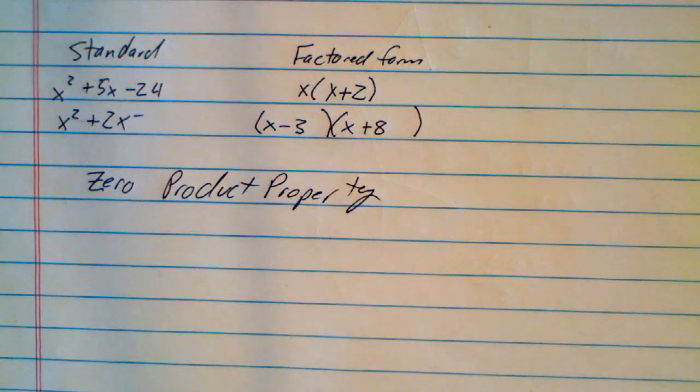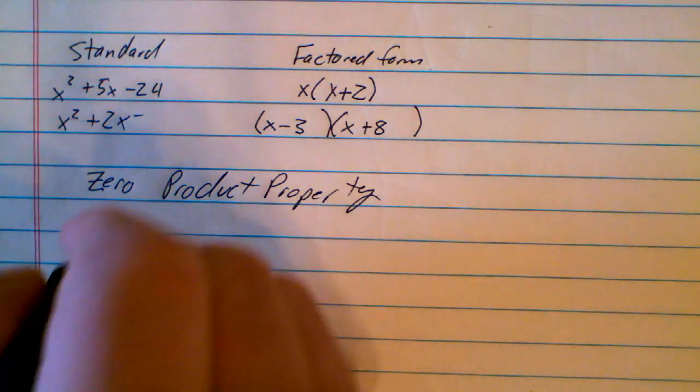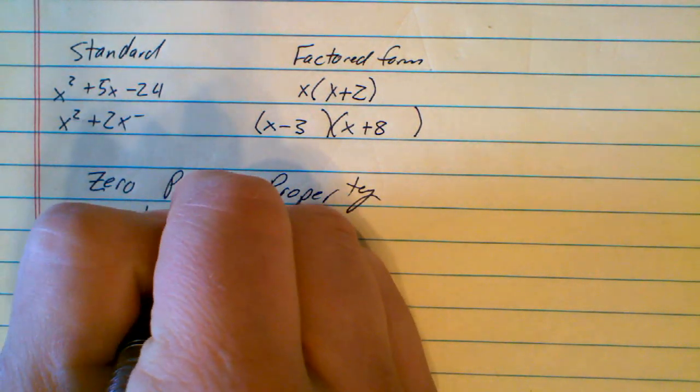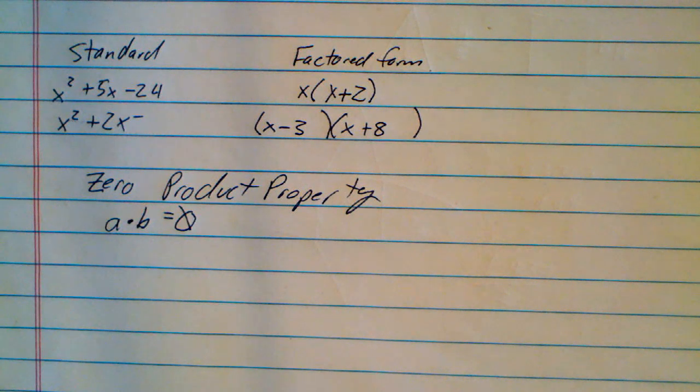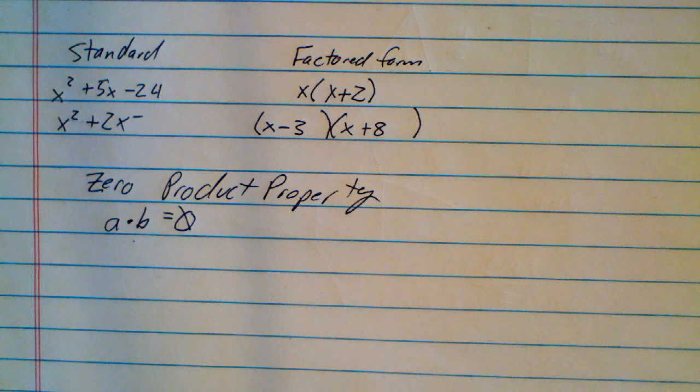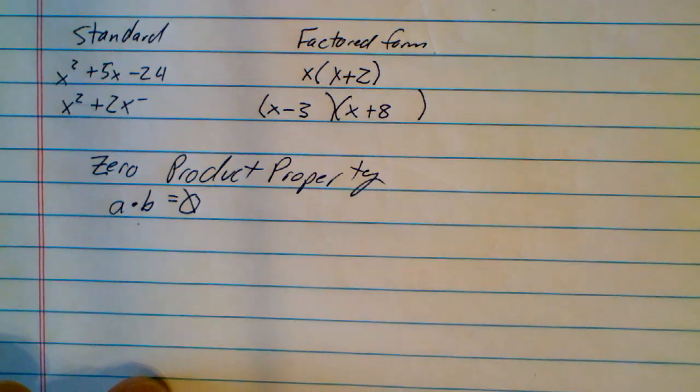And in the zero product property, if the product of two real numbers is 0, so if a times b equals 0, that means either a or b has to be 0, because anything times 0 is 0. So that can help us solve equations, some equations, quite simply.